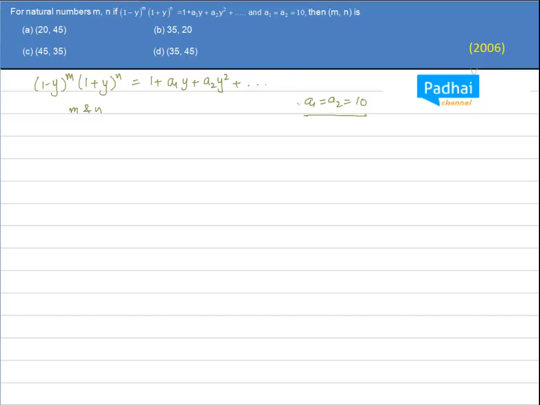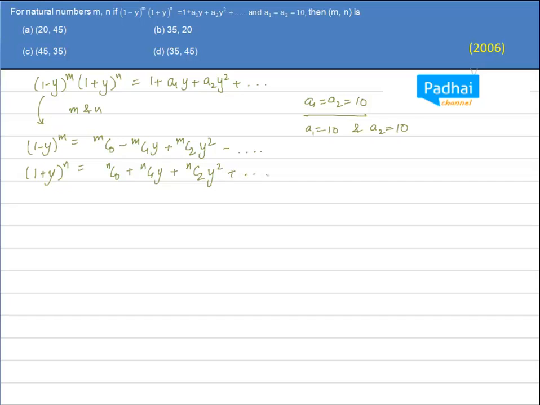And if you see the question properly, a1 equal to 10 and a2 equal to 10, these two equations are given to you. So let's see. What is (1 − y)^m? This is mC0 − mC1 y plus mC2 y² and minus so and forth, it will go on. What is (1 + y)^n? This is nC0 + nC1 y + nC2 y² plus, and it will go on.